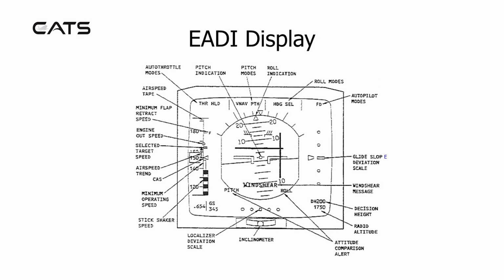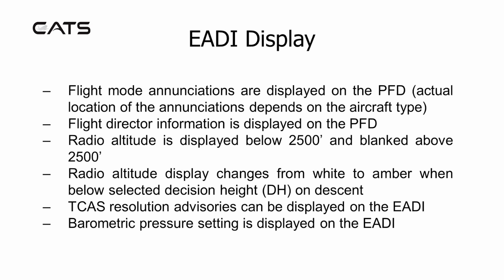Here's a line diagram of that with more detail. The EADI display. Flight mode annunciations are displayed on the PFD. The actual location depends on the aircraft type. Flight director information is displayed on the primary flight display also.